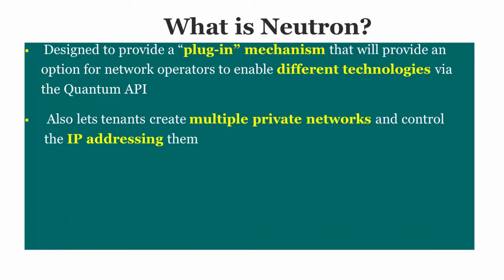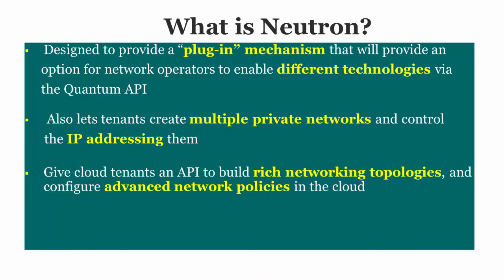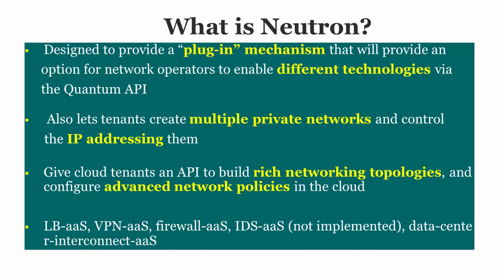If you succeed in setting up and starting the Neutron service, then using Neutron we can create multiple private networks. Also, it is very easy to control IP addresses for each tenant domain based on the Nova service. Neutron is also excellent at providing rich networking topologies and advanced network policies in the cloud, such as LBaaS, where LB means load balancing, and VPN, firewall, IDS, and data center interconnect as well.